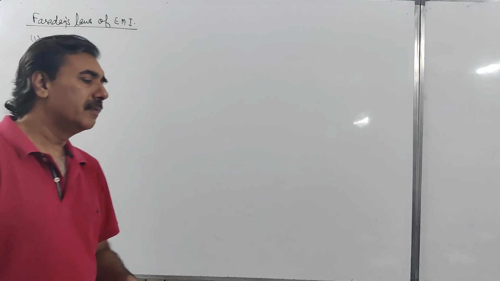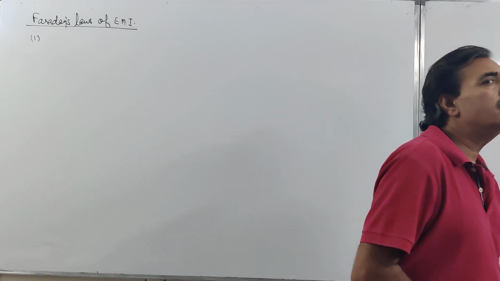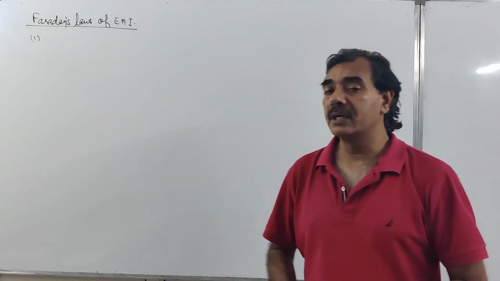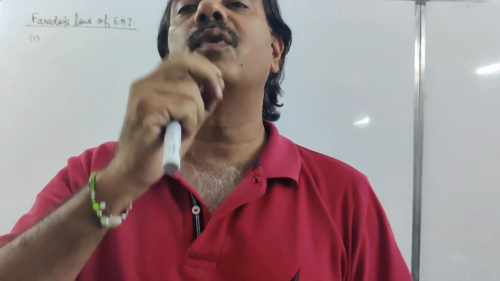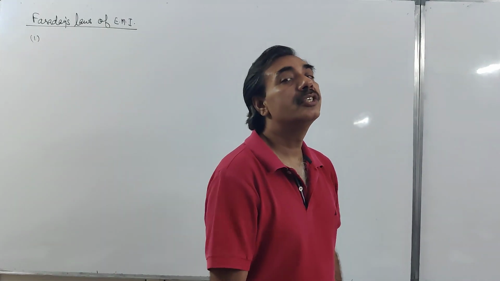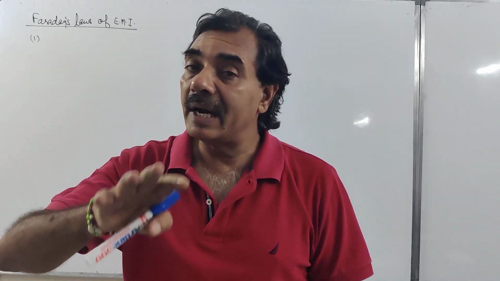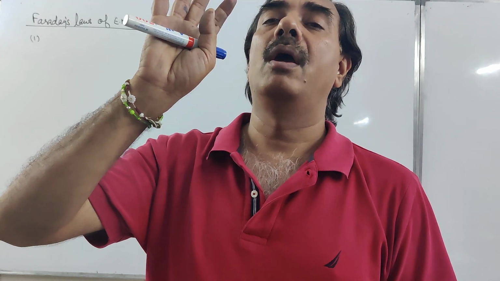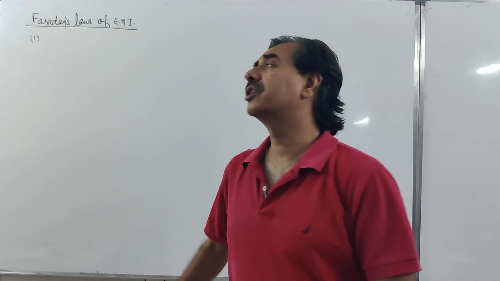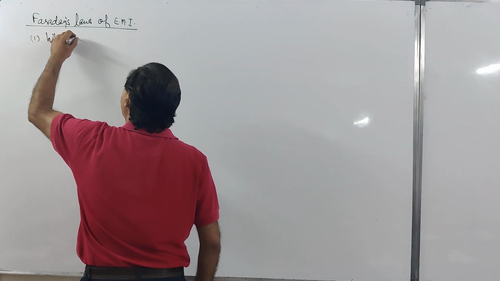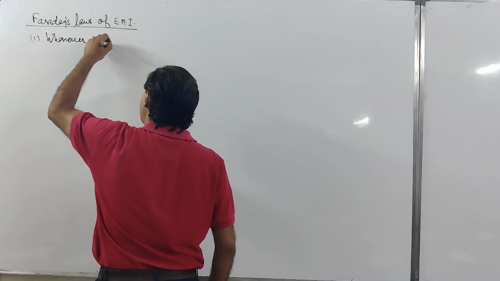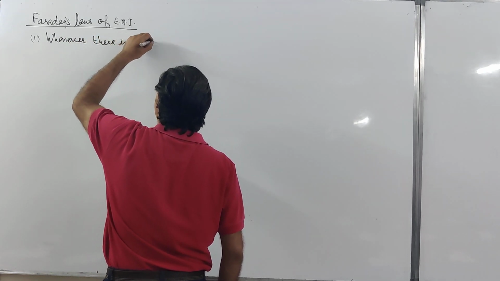The first law tells us that whenever there is a change in the magnetic flux linked with the circuit, an EMF or a current is induced which lasts for the time the flux is changing. This is also the definition of electromagnetic induction. If someone asks what is electromagnetic induction, the first law: whenever there is a change.